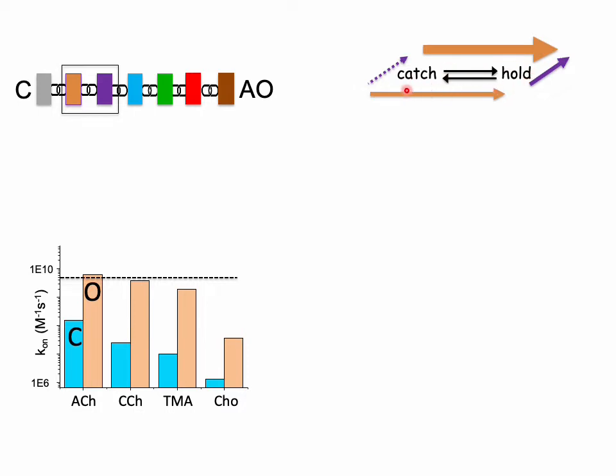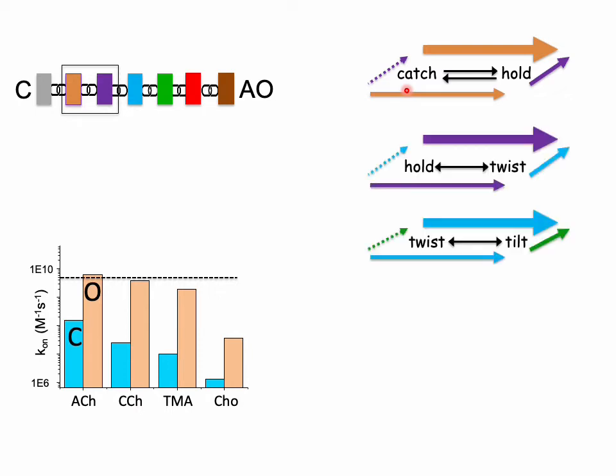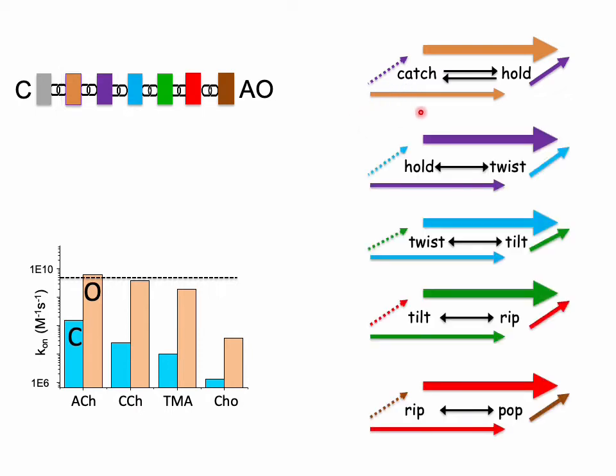And this must happen also throughout the rest of the isomerization. So hold and twist, twist and tilt, tilt and rip, rip and pop, all promote each other. So what this means is that if I make a mutation that makes the channel open constitutively, which is how we made these measurements on the left, we added a mutation, the channel was open constitutively, and we added a little bit more agonist, and we were able to detect the actual binding event to the open state and get the rate constants into and out of the open binding site.